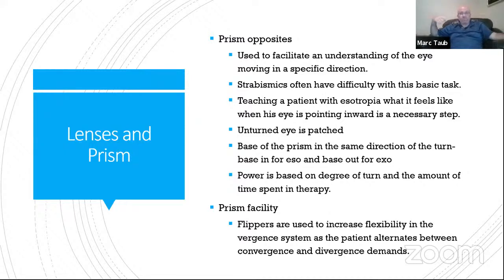The skill set that is the primary skill set that we're working on is vergence. But obviously, if we want the patient to see clear single binocular vision, the clear is the accommodative system. So for the prism facility, you can use whatever prism you want. The testing for prism facility is 12 base out, 3 base in.